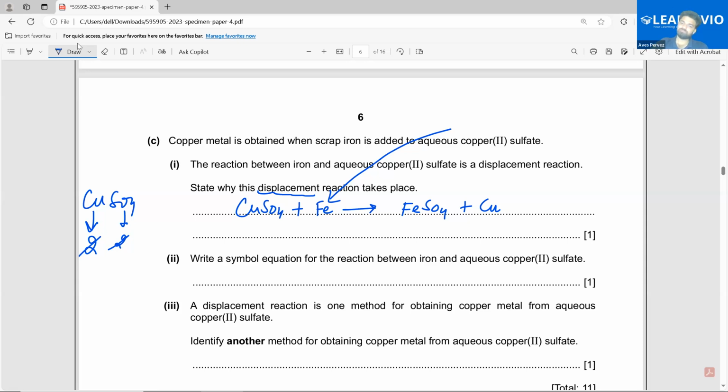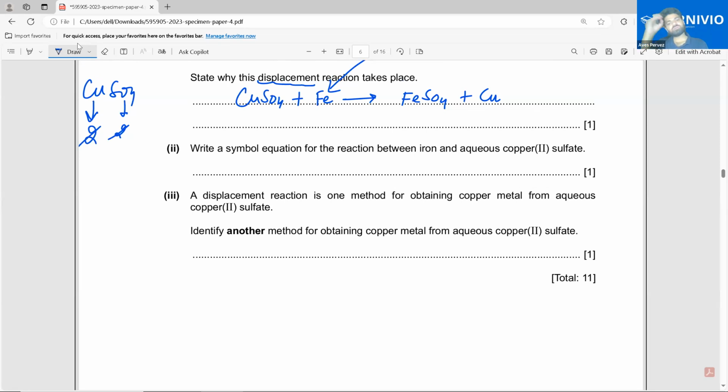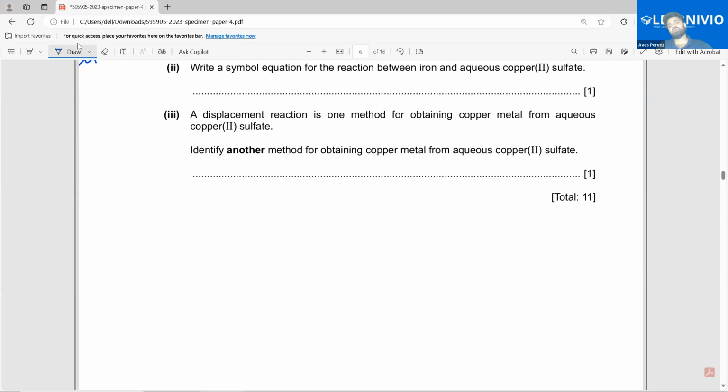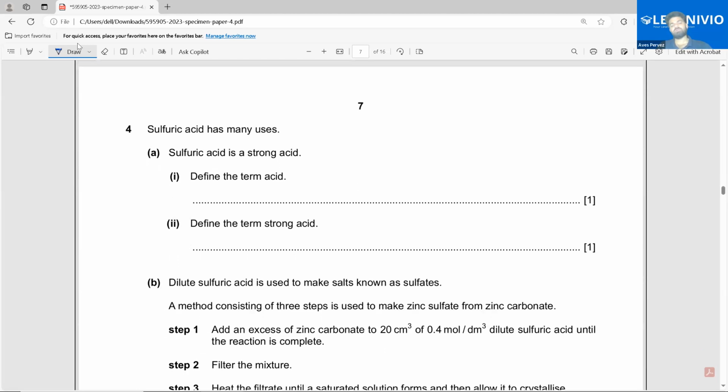Okay. Next, write a symbol equation for the reaction between iron and aqueous solution of copper sulfate. Simple equation, like the one we wrote above. We have done this one. Now the next: a displacement reaction is one method for obtaining copper metal from aqueous copper sulfate. Identify another method for obtaining copper from aqueous copper sulfate. When you add zinc, you can. We didn't do that.